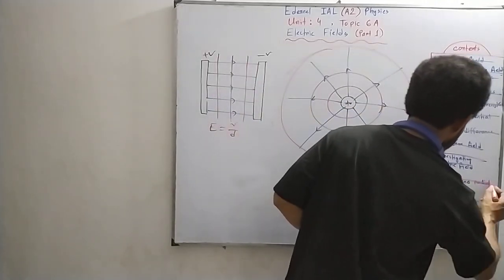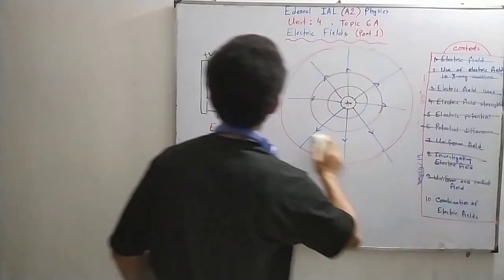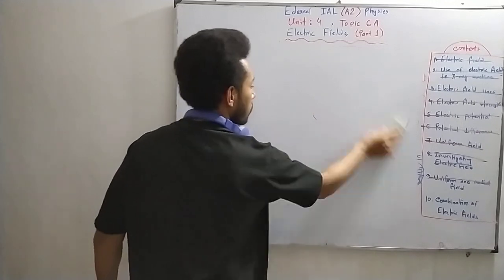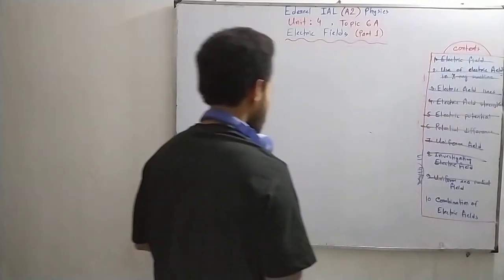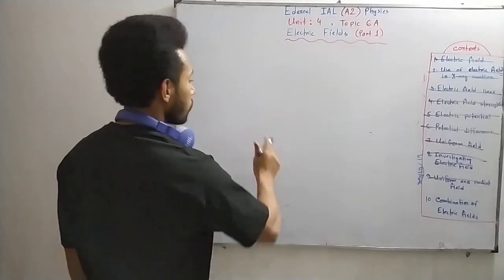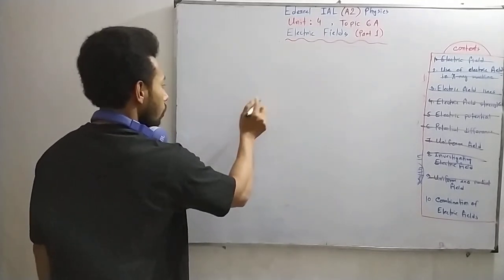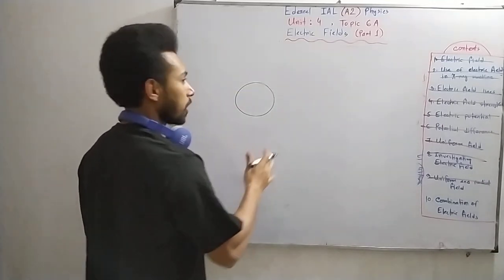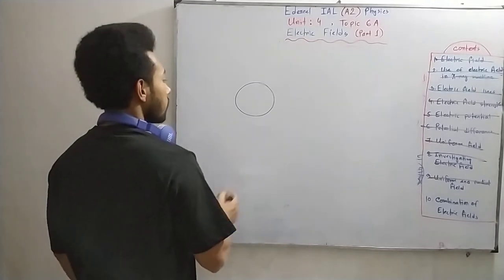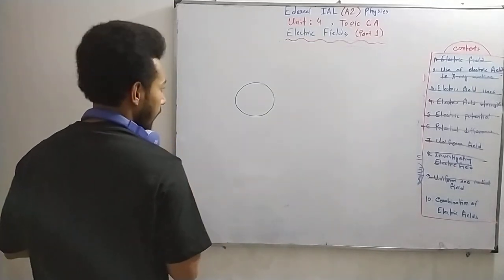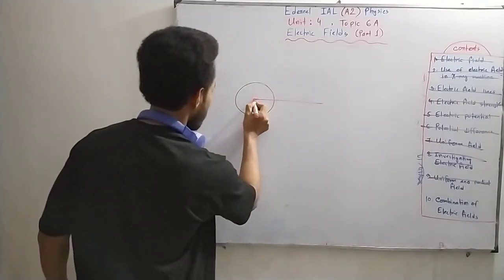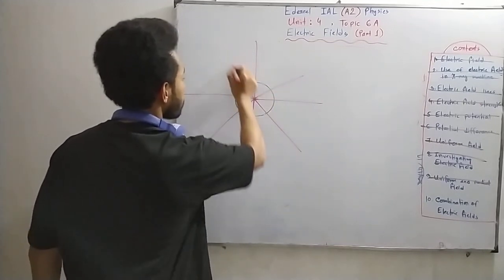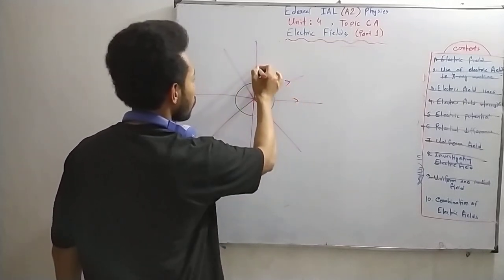Now our last topic, combination of electric fields. Sometimes a question arises. Suppose you have a charged sphere which is not hollow, which is solid. Then we draw the field lines from the center of the sphere. If it is positive, then outwards.